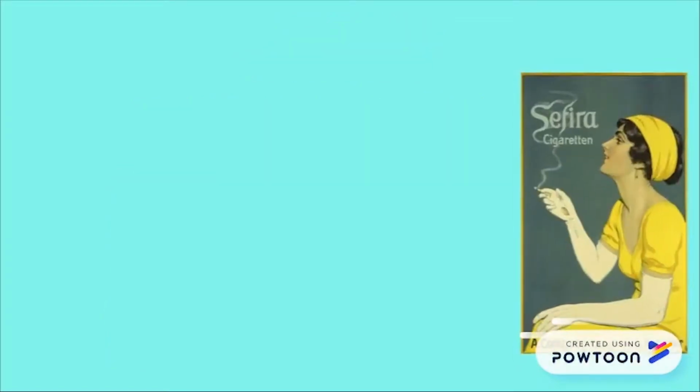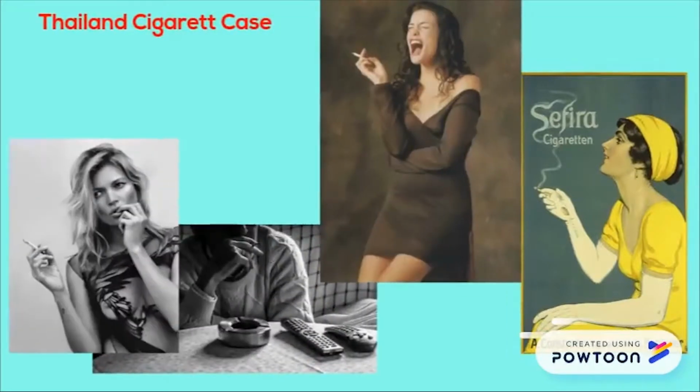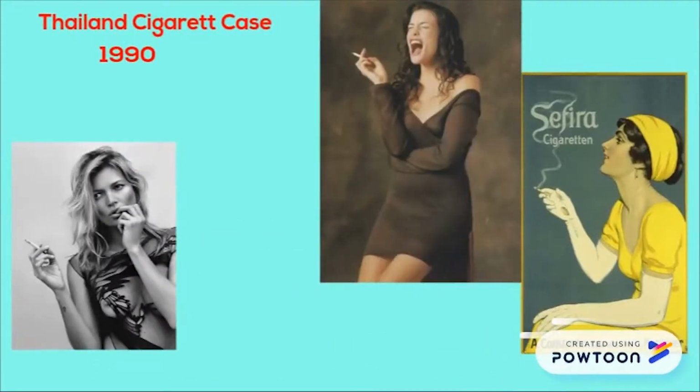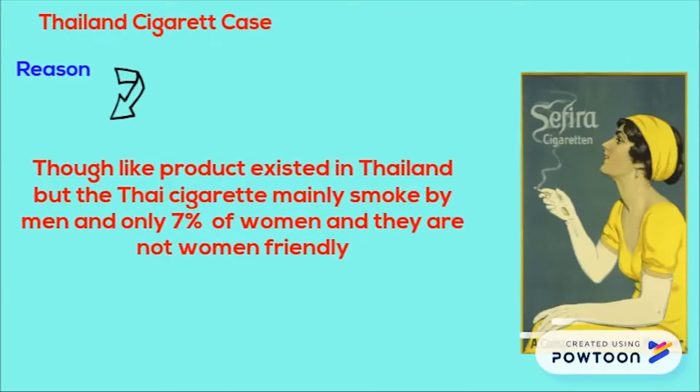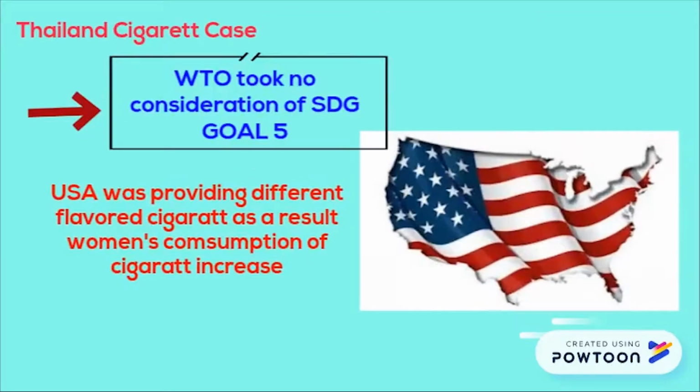Another interesting case is the Thai cigarette case. In 1990, Thailand restricted importing tobacco, especially from the United States. The company was Philip Morris. The reason Thailand gave was that though like products exist in Thailand, Thai cigarettes are mainly smoked by men, only 7% of women smoke cigarettes, and they are not women friendly. Later we can see WTO took no consideration of SDG goal number 5.